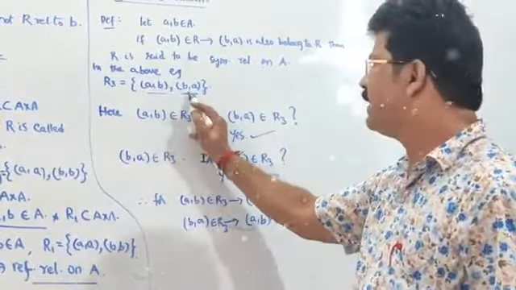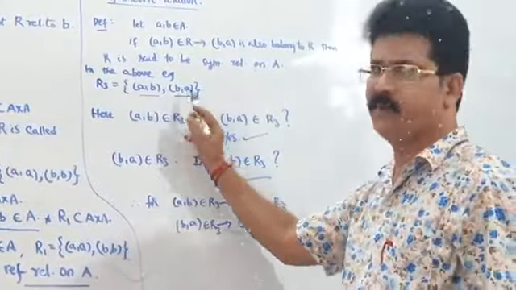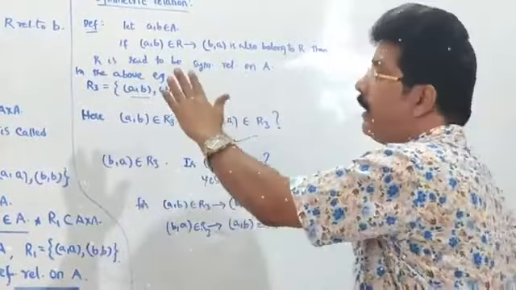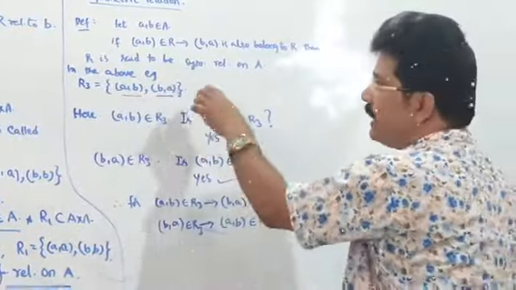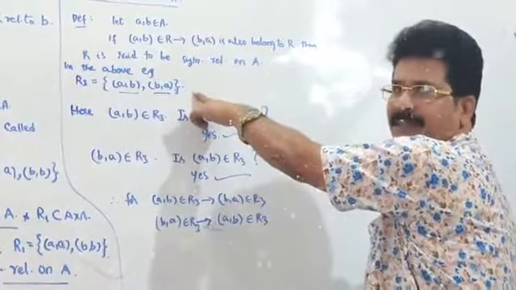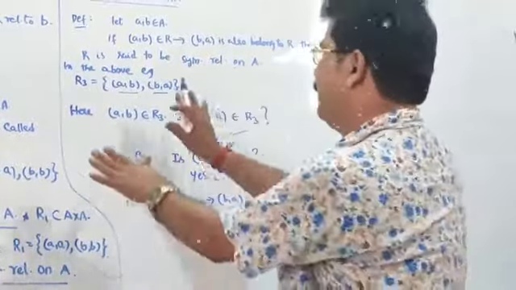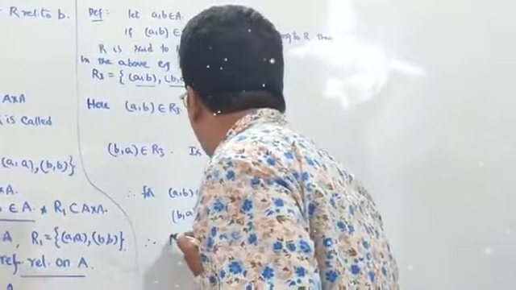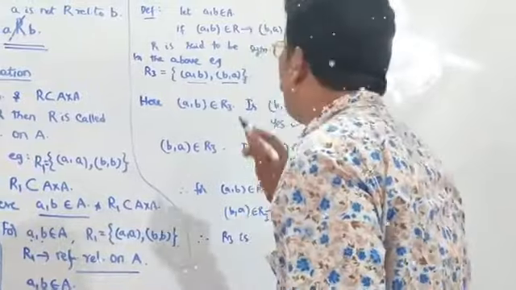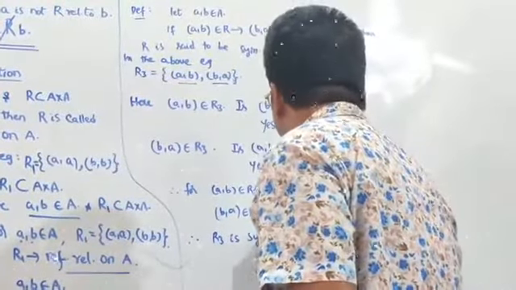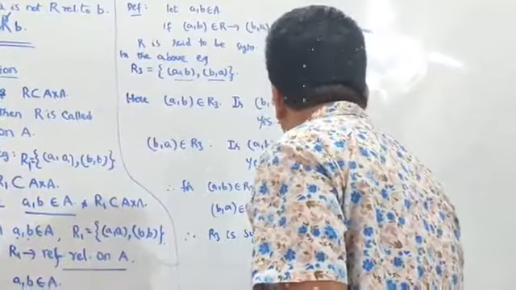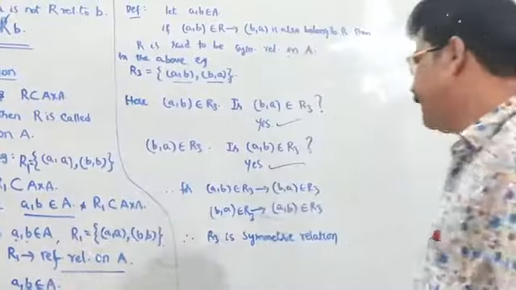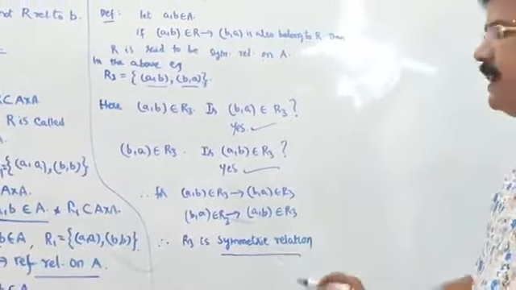So in total how many elements are there in our example? Only two elements, so two elements are finished. Verify for all elements like that. If another element is there, verify like that. This is the verification of symmetric relation. Therefore R3 is called a symmetric relation.